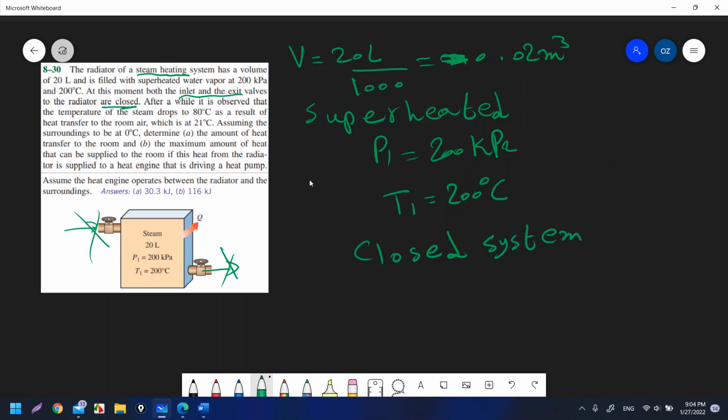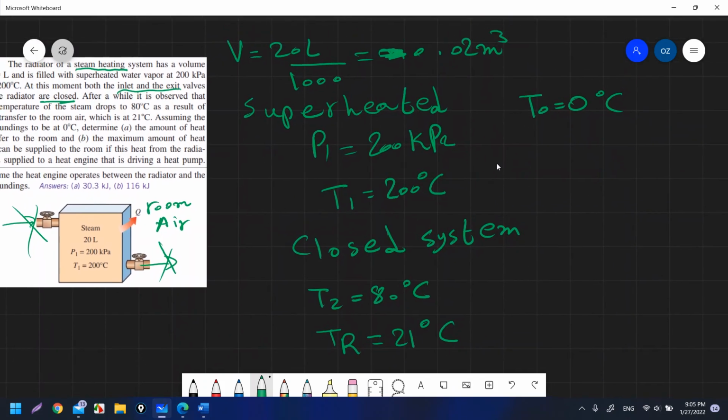After a while, it is observed that the temperature of the steam drops to 80 degrees Celsius. So T2 is equal to 80 degrees Celsius as a result of heat transferred to room air. This room air is at 21 degrees Celsius, so T air, the room temperature, is 21 degrees Celsius. Assuming the surrounding to be at 0 degrees Celsius, so T naught is equal to 0 degrees Celsius. So we have a lot of temperatures.